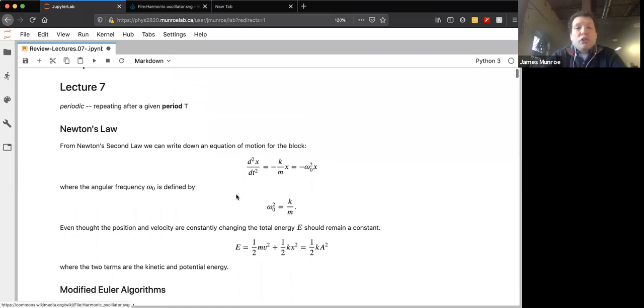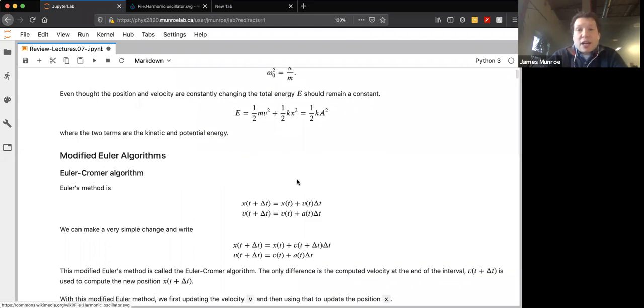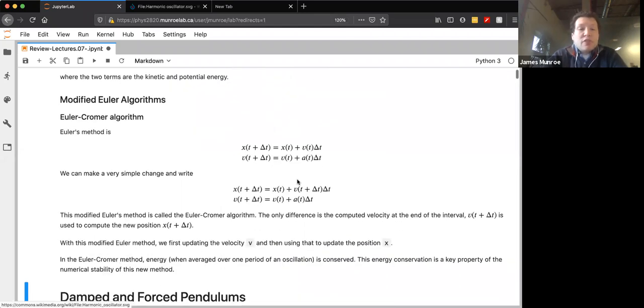Simple harmonic motion is when the second derivative is proportional to the displacement, but you could have general kinds of displacement, and energy is one of the ways we have of classifying it. That's everything about lecture number 7.